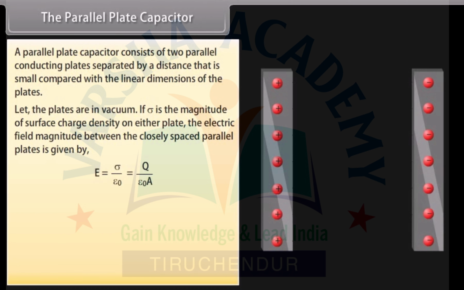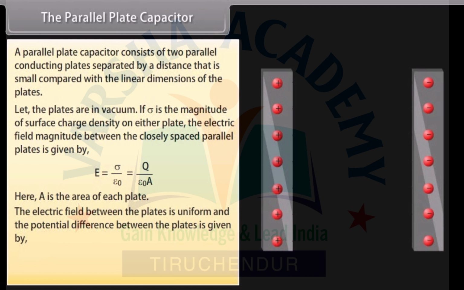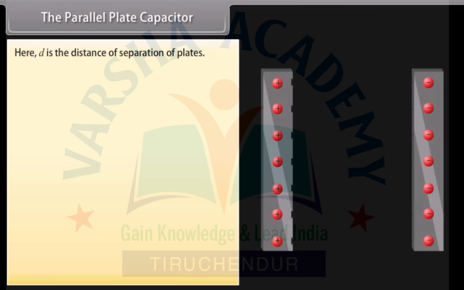but sigma is equal to Q by A. Put the value of sigma in the above equation. We get E is equal to Q divided by epsilon naught A. Here, A is the area of each plate. The electric field between the plates is uniform and the potential difference between the plates is given by E D, which is equal to Q D upon epsilon naught A. Here, D is the distance of separation of plates.